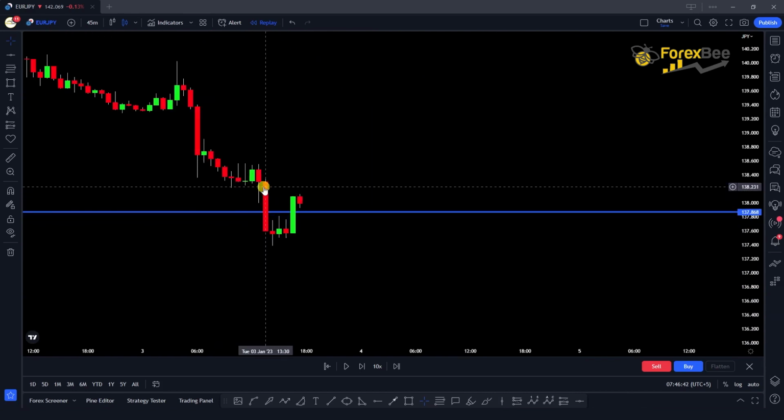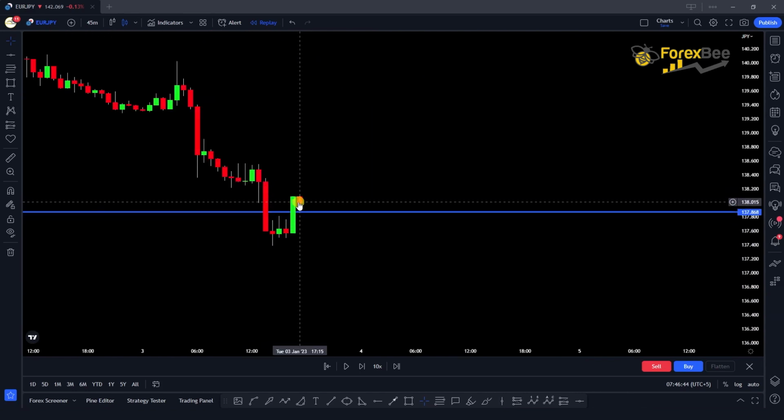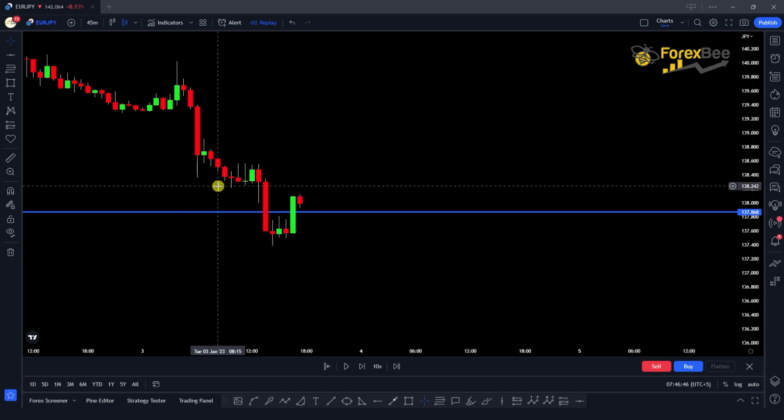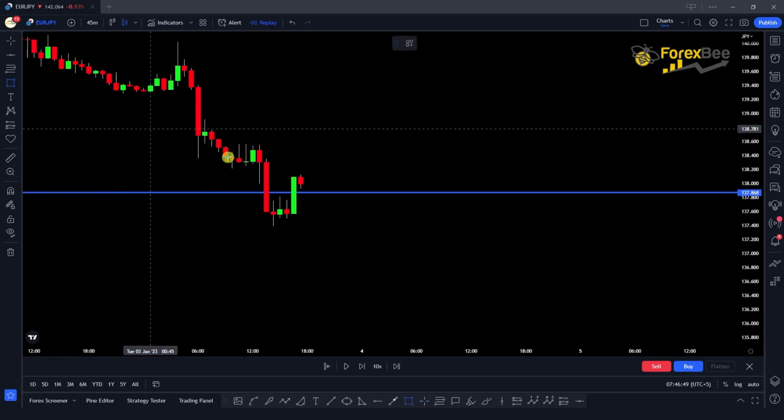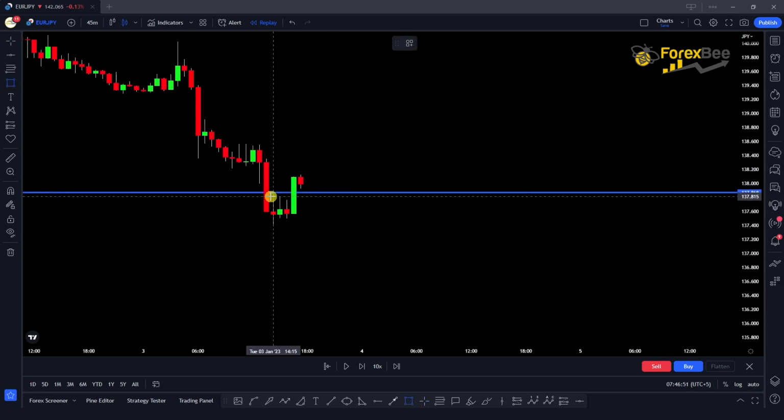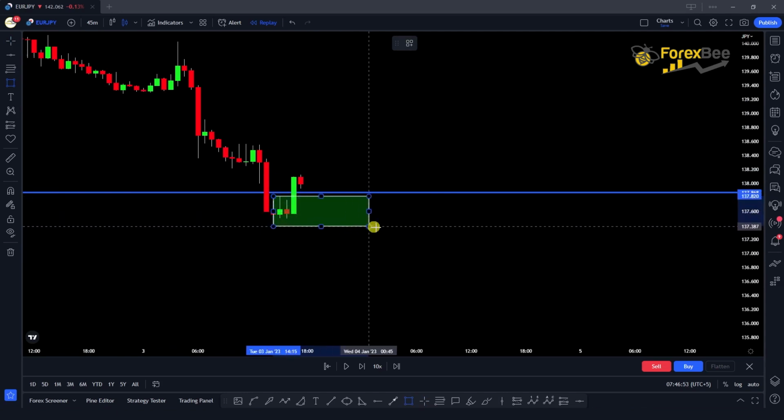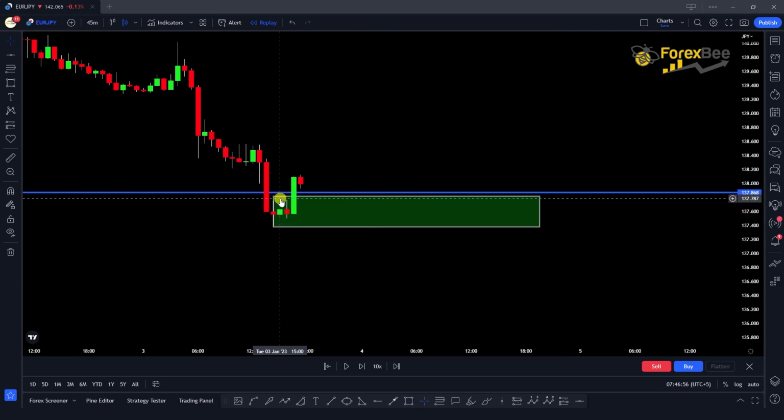For example, there's a formation of this drop, base, and rally demand zone. Now if I want to draw the demand zone, what I can do is take a rectangle tool and draw the demand zone at the high and low of this base zone.